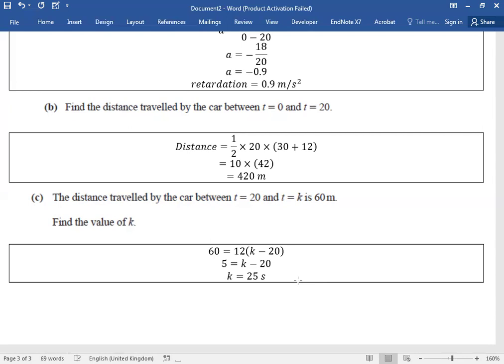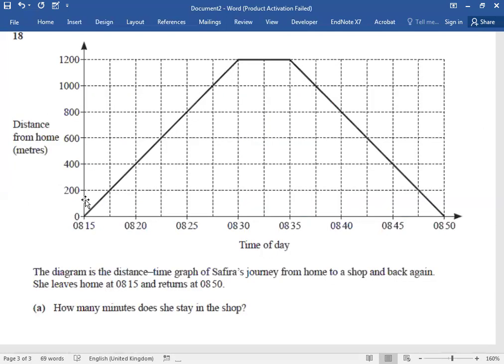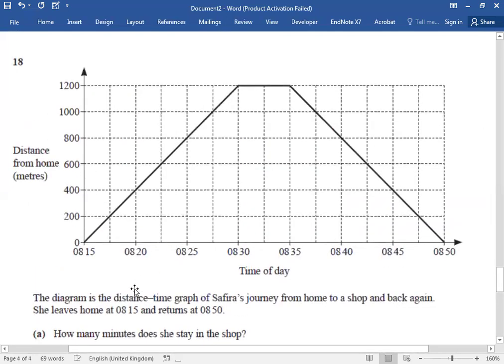एक और everyday graphs से related question देखते हैं. This is a distance time graph. Read the question first. The diagram is the distance time graph of Safira's journey from home to a shop and back again. She leaves home at 8:15 and returns at 8:50. How many minutes does she stay in the shop? You need to logically think about it.